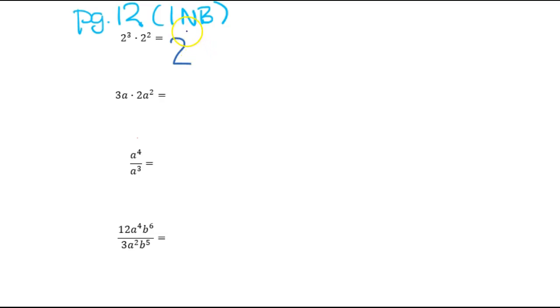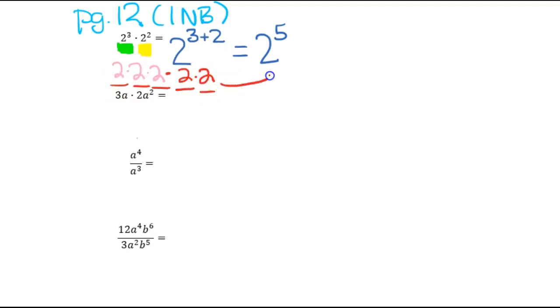2 to the 3 plus 2 power, and our answer is going to be 2 to the 5th power. And this is the same thing right here as saying 2 times 2 times 2 times 2 times 2. You can count them: 1, 2, 3, 4, 5, gives us 2 to the 5th power.